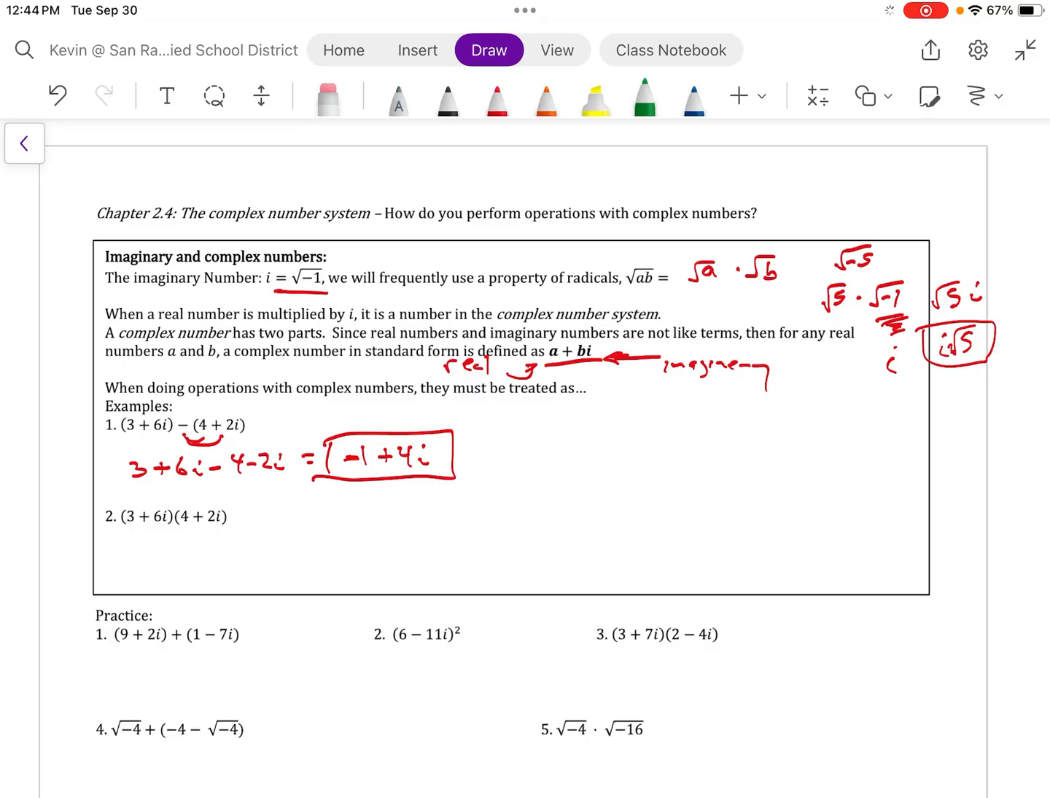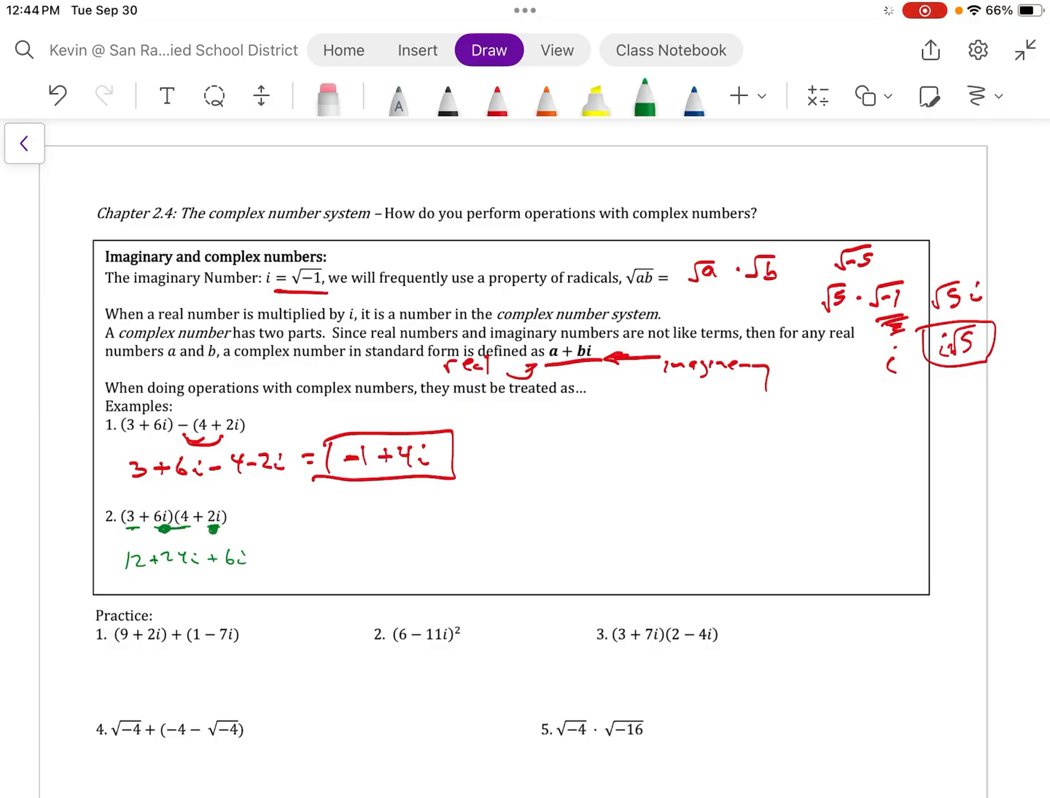Like, for example, this next problem. Here we have the product. We're multiplying two complex numbers. Again, we would do that much like we would if x were a variable. We would multiply these two factors together and combine all the like terms. We're just going to go 3 times 4 is 12. And then we have 6i times 4. That's going to be 24i. And then you have 3 times 2i, so that's going to be plus 6i.